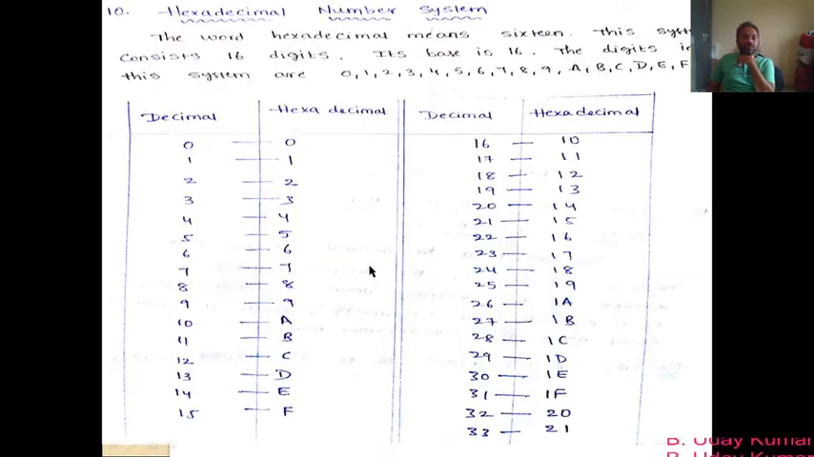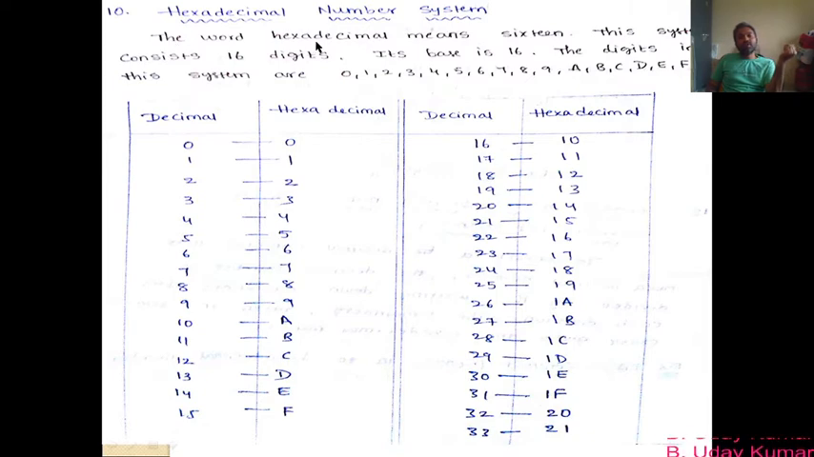So this is the hexadecimal number system. Let us try to understand what the hexadecimal number system is. The word hexadecimal means 16. We already tried to know a little bit about the hexadecimal number in the introduction classes of this chapter. Anyway, we try to understand it in detail now.